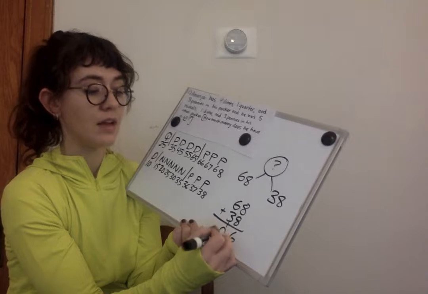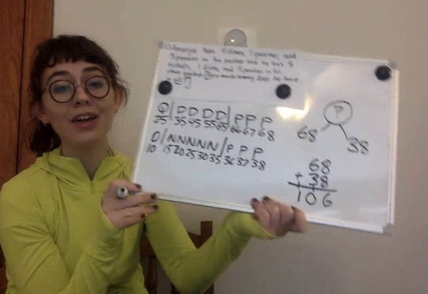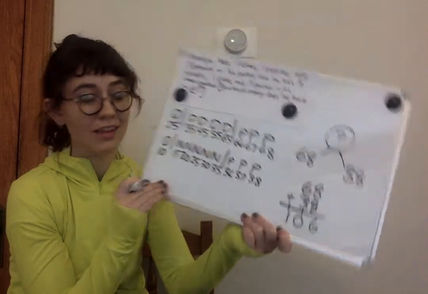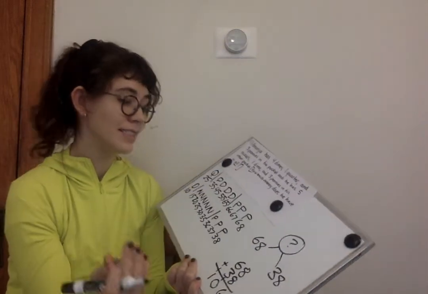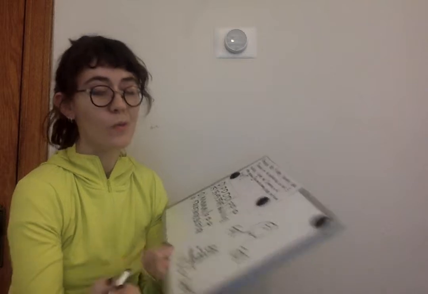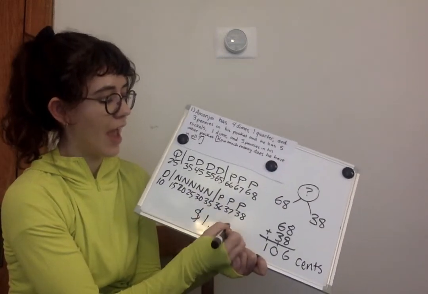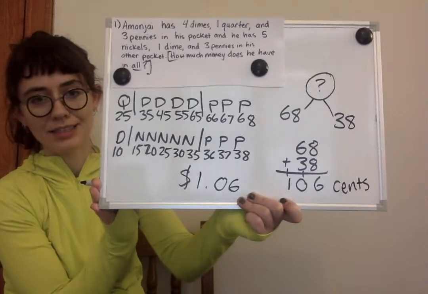So that's going to be just like this. Our total is 106 cents. So he has 106 cents in all. We could also write that as $1.06, just so you know.